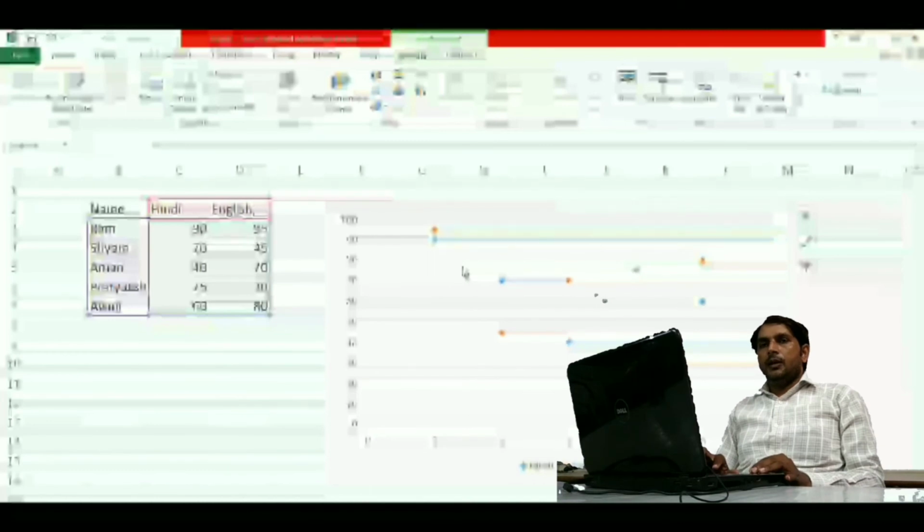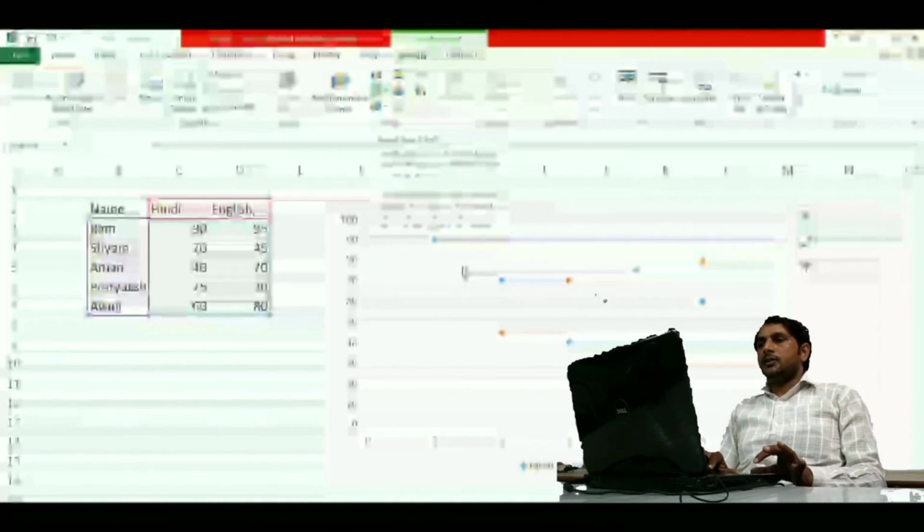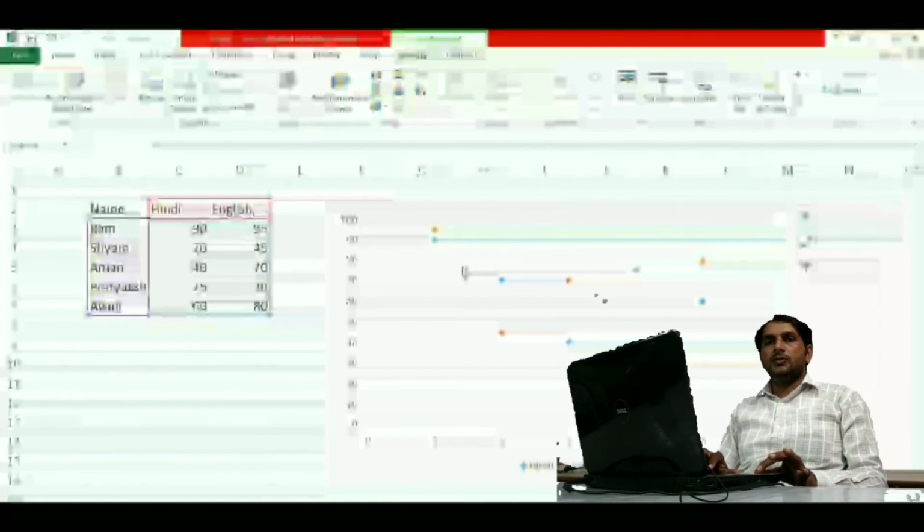Next kind of chart is the column line chart. To insert a chart we just have to go to insert, and after that use these options. So this is all about charts, and we will discuss these charts further in the next video.